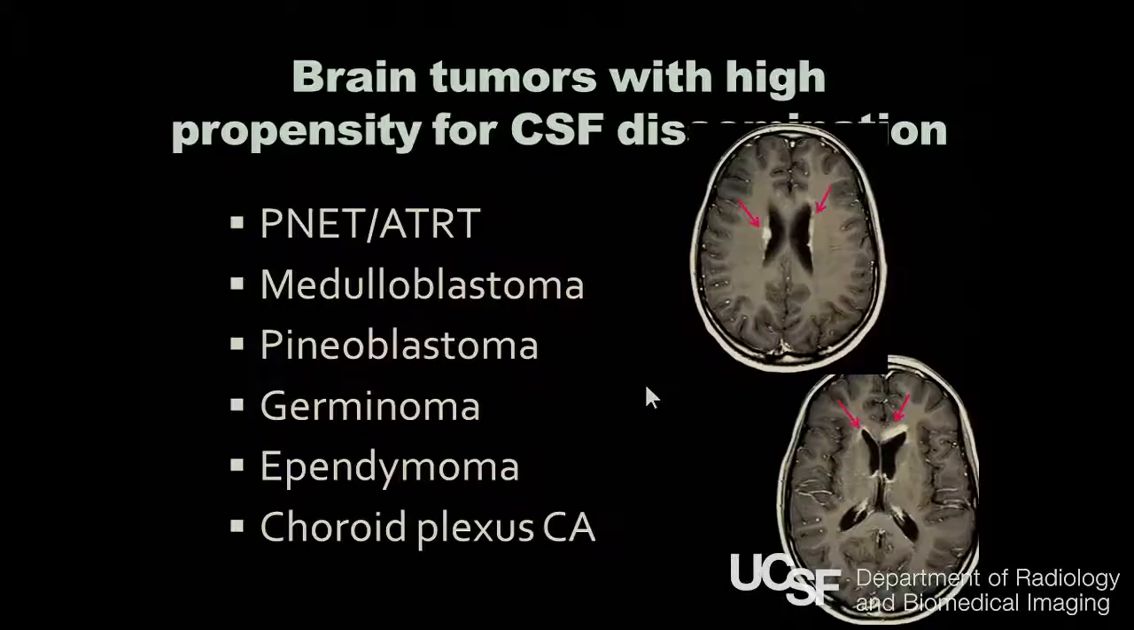because they like to spread via the CSF. And here's some of the tumors that love to spread along the subventricular margin or CSF, medulloblastoma being the most common that we see at our institution, but this type of spread can be seen in PNET, pineoblastomas, germinomas, ependymomas rarely, but sometimes choroid plexus tumors can also, because they're already in the CSF swimming, so it's easy for them to spread along.